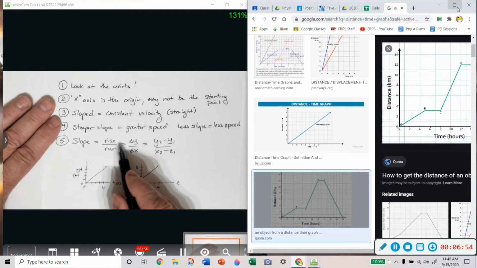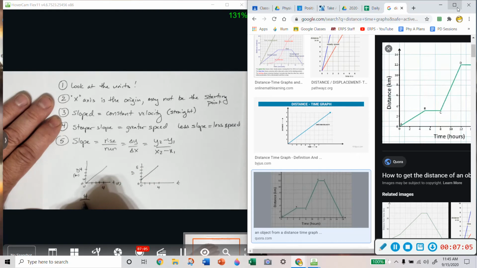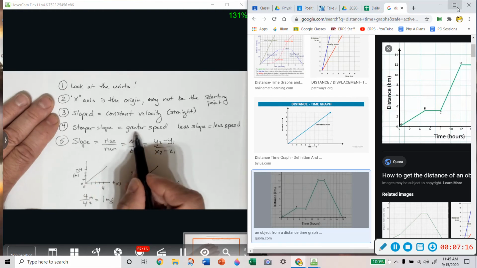Slope is rise over run. So if I pick these two right here, and I go rise over run, I just say I picked one spot, 4 over 4. So I said 4 divided by 4, because the slope is rise over run. It went up 4 and it ran 4, and that's meters per second. I'm going to get 1 meter per second. So I told you it gives me our speed.